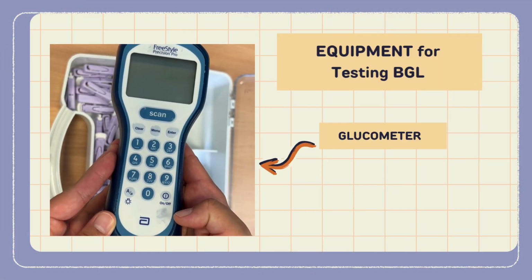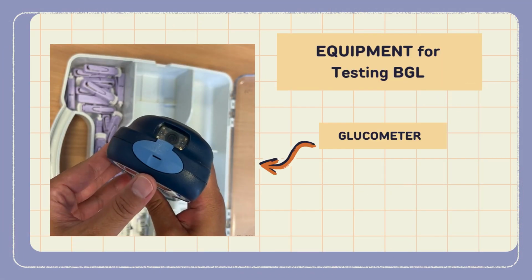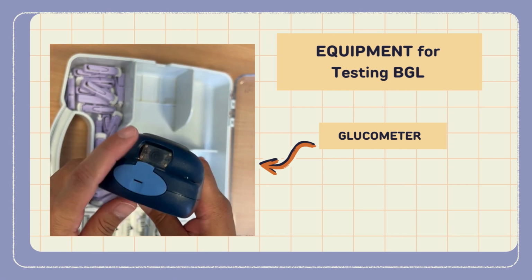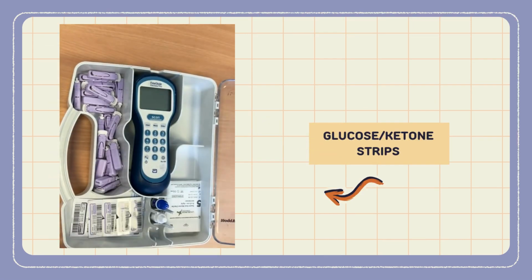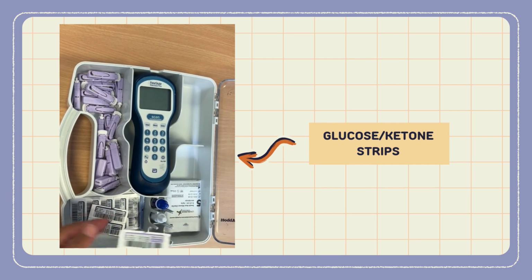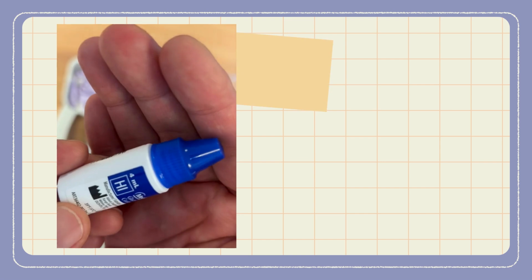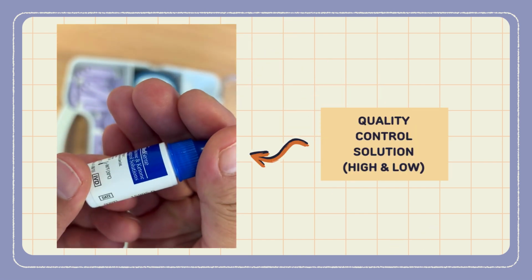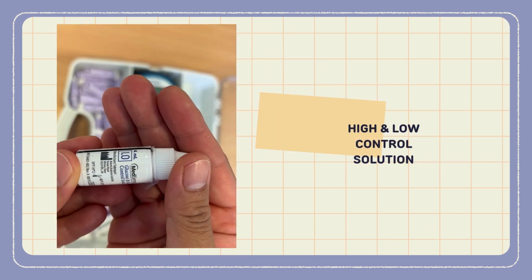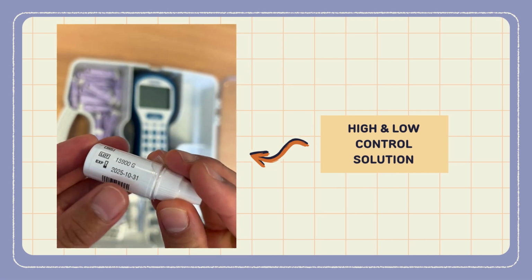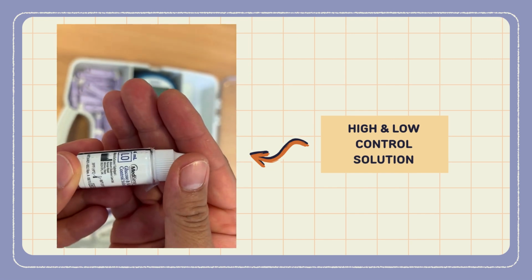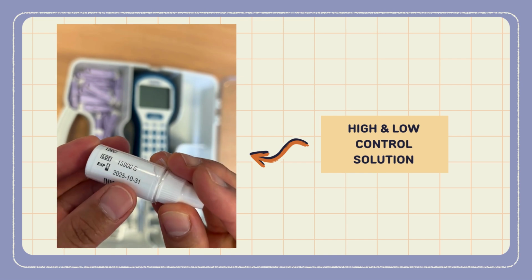Equipment for testing BGL. Glucometer. Before using, ensure the meter is intact and well charged. Testing strips. There are 2 types: blue for testing glucose and purple for testing ketones. Quality control solutions. Blue cap for high solution, and white cap for low solution. Ensure both are in date, as the machine may prompt you to perform quality control before testing.